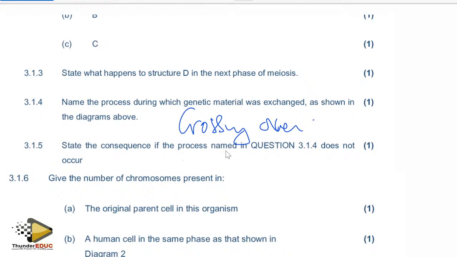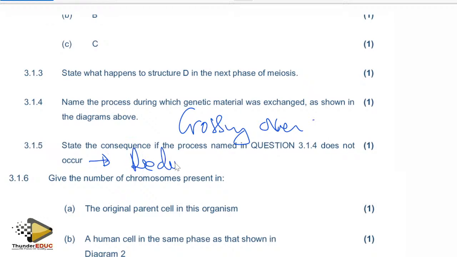State the consequences if the process mentioned above does not occur. There will be no genetic variation. No, genetic variation will be there, but it will be reduced. Yeah, because there are other factors which cause genetic variation.